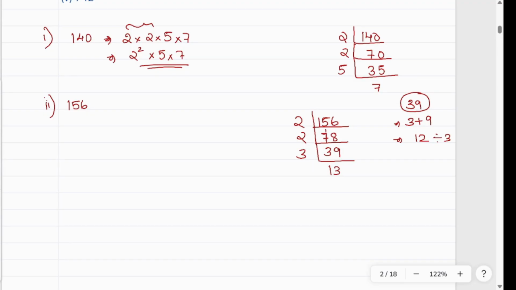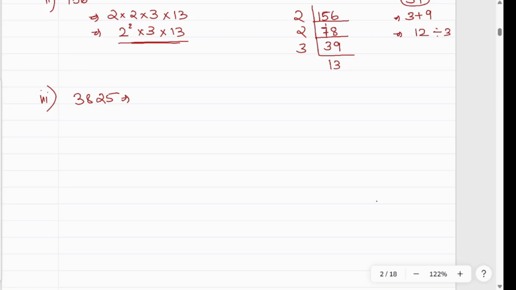So, how to find whether a given number is divisible by 3? What we have to do is add the digits of the number together. Then, the final answer, if it is divisible by 3, means that the entire number is also divisible by 3. So what's the answer here? 2 into 2 into 3 into 13. How can I write this one again? 2 raised to 2 into 3 raised to 1 into 13, right? So this is my final answer.